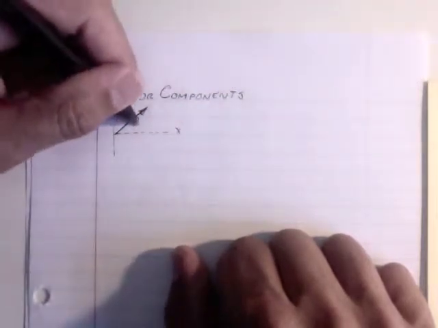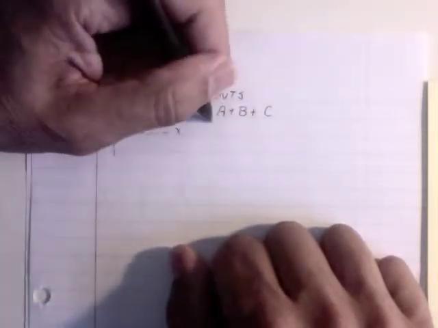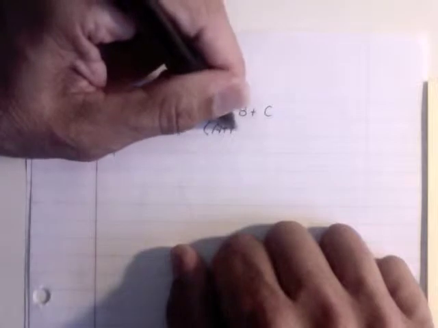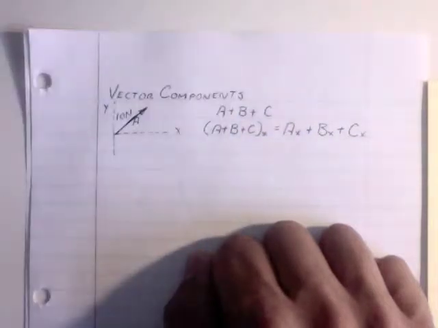And if I take, let me call this vector A. Okay, if I had a whole bunch of vectors A, B, C, A plus B plus C, I could say the x direction of the resulting vector would be the x component: how much the A vector goes in the x direction, how much of the B vector goes in the x direction, how much the C vector goes in the x direction.